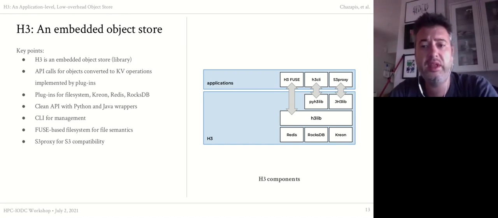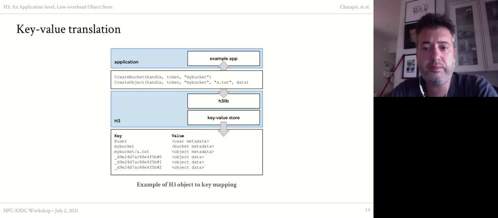Of course, the whole ecosystem includes other tools like a command line utility for performing data operations and a benchmarking utility. So this is a simple example of how H3 objects are translated into key values in the backend.